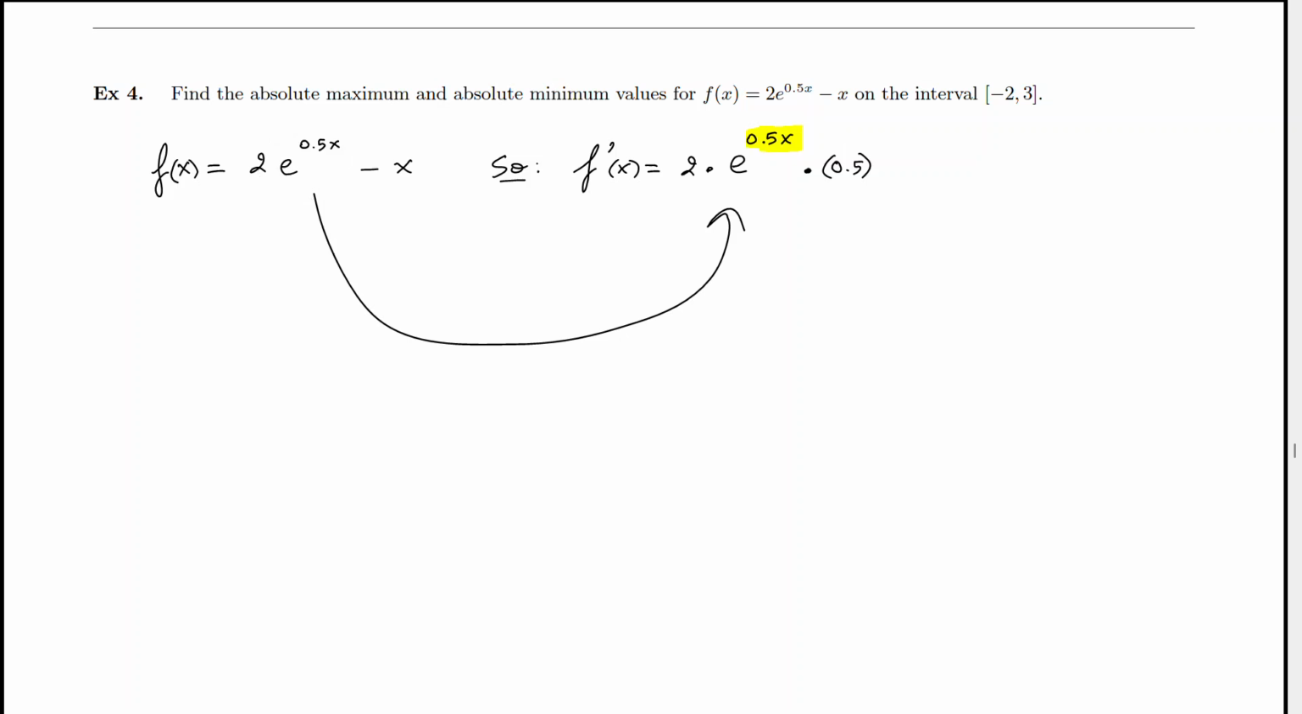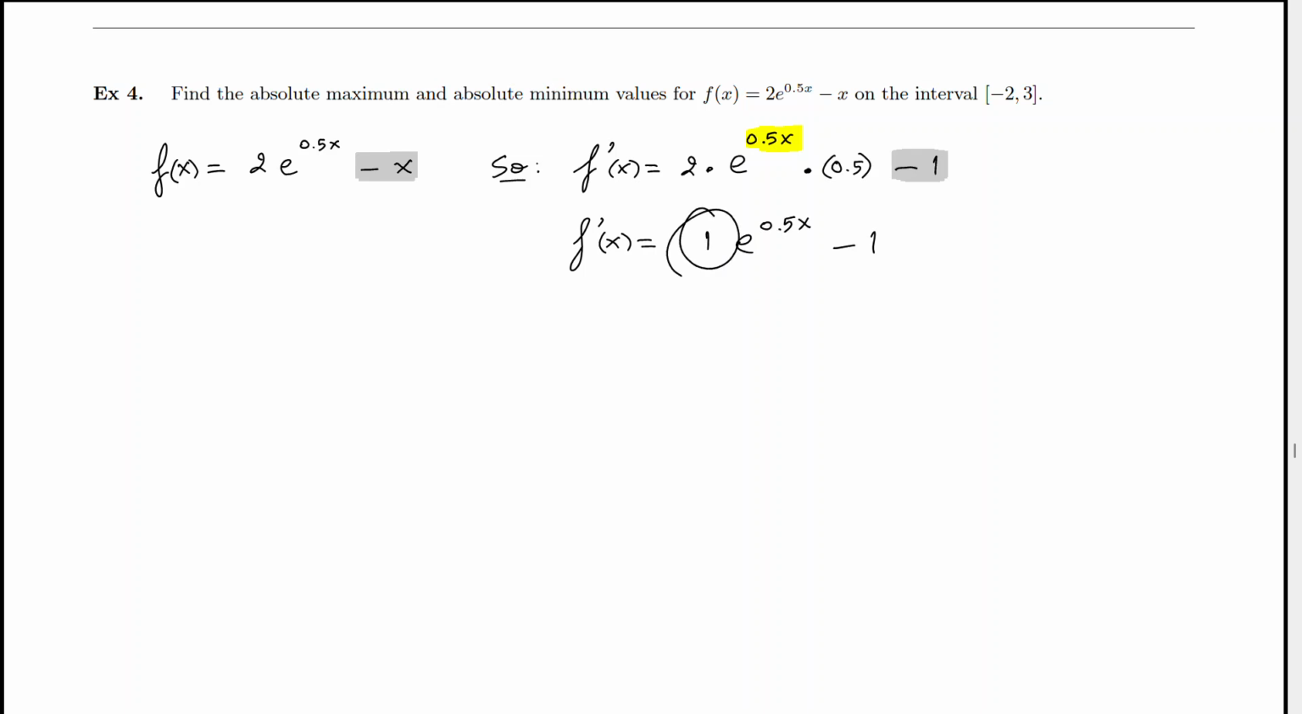And the last thing I need to do is differentiate the second half of the problem. So remember, I have a negative x at the end. The derivative of negative x is going to be just simply -1. So keep that in mind at the very end. Now, before I continue any further, I'd like to multiply the 2 and the 0.5 with each other, so that way I don't have to keep writing both of those numbers anymore. So I'm just going to write down that f prime of x is equal to 1 times e to the 0.5x, minus 1. But this first 1 is irrelevant because 1 times e is just going to be e. So again, I'm just going to skip it and just write e to 0.5x minus 1 instead. This way, the function's derivative is as simple as possible.